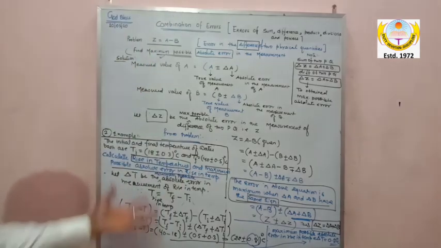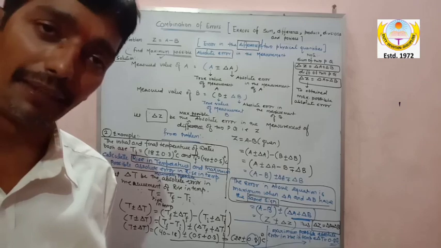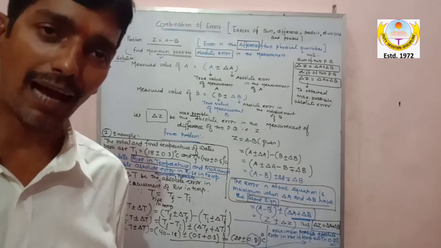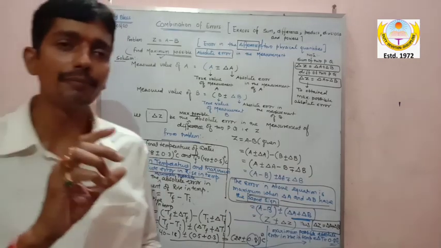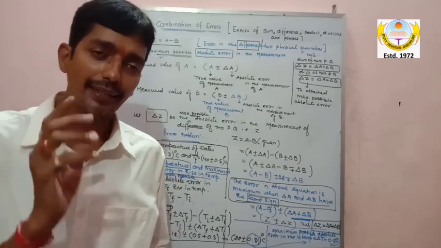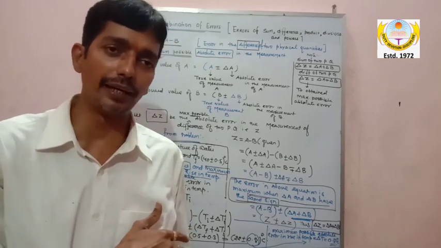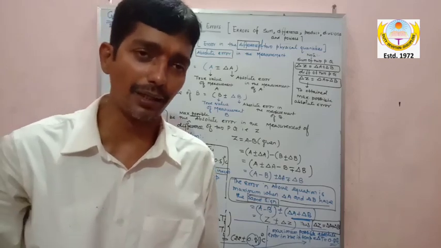So I hope the second topic is clear from my side. Now let's go for error in product, division and power together. I will show you the theory for product and the theory for power. No need to show the theory for division, the answer is the same in all. Let us do the theory first and then we will go for numericals based on that topic.